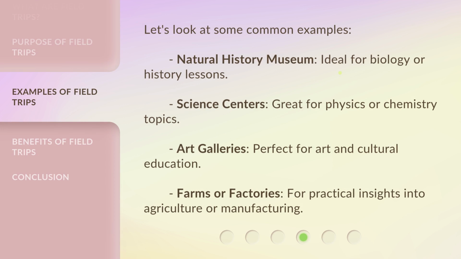Let's look at some common examples. Natural History Museum, ideal for biology or history lessons. Science centers, great for physics or chemistry topics. Art galleries, perfect for art and cultural education. Farms or factories, for practical insights into agriculture or manufacturing.